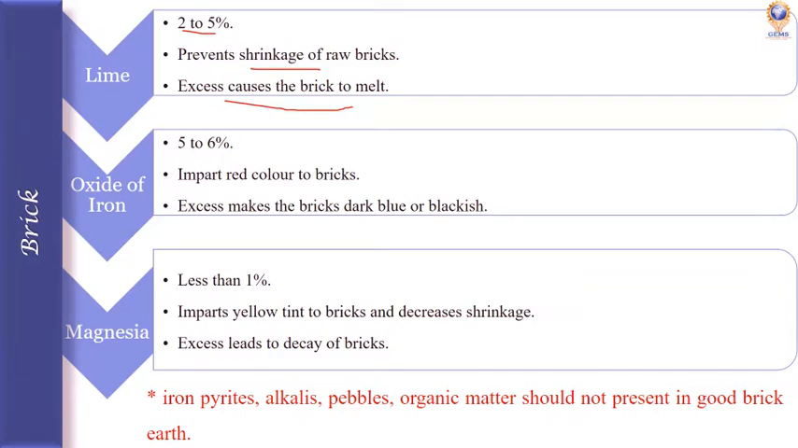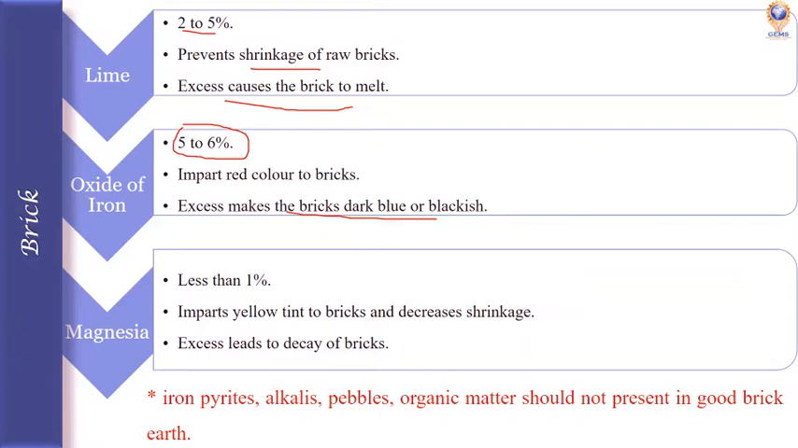Next is oxides of iron. It should be present in a small quantity of about 5 to 6% in good brick earth soil. These oxides of iron give the red color to the brick. That's why all the bricks are red in color. If the oxides of iron are in excess of the appropriate limit, the bricks will look dark blue or blackish in color.